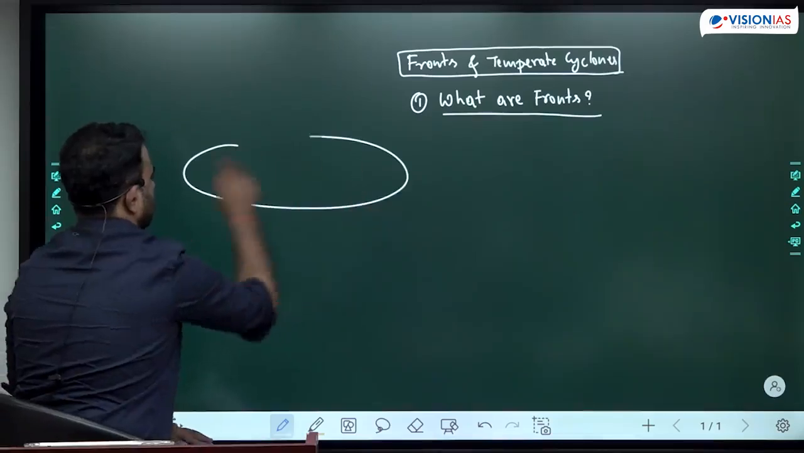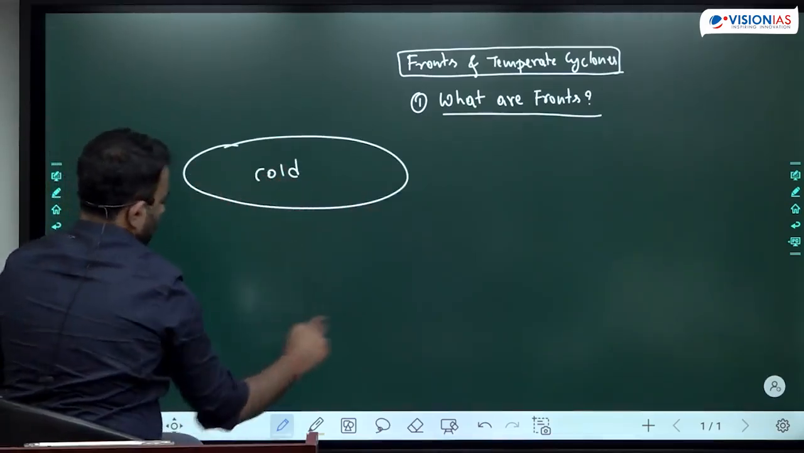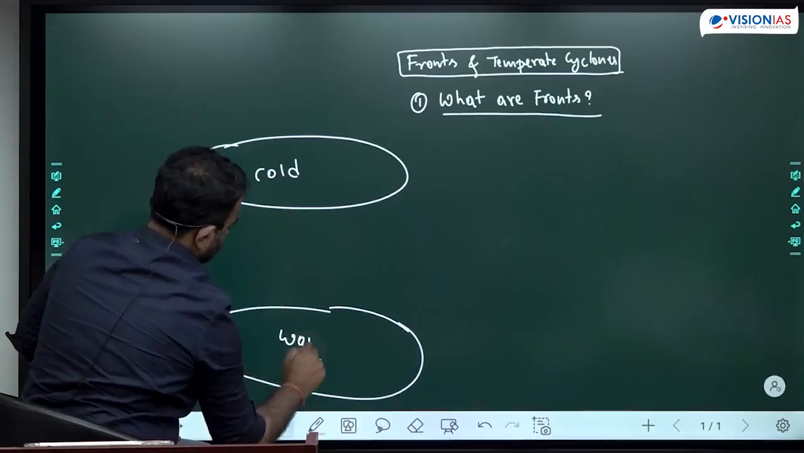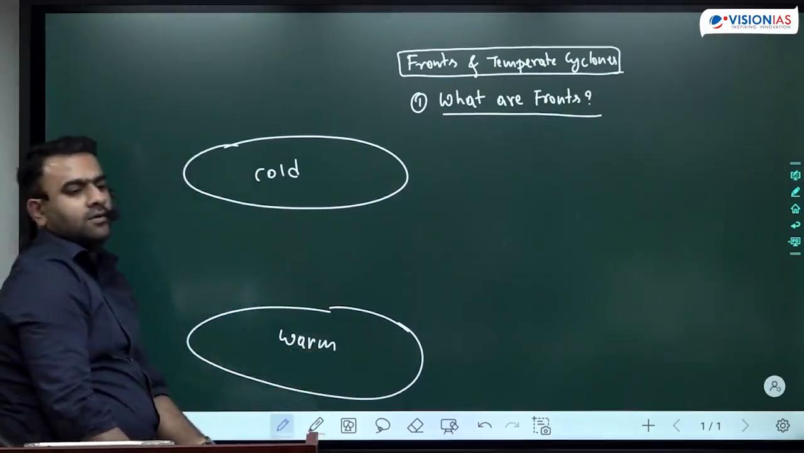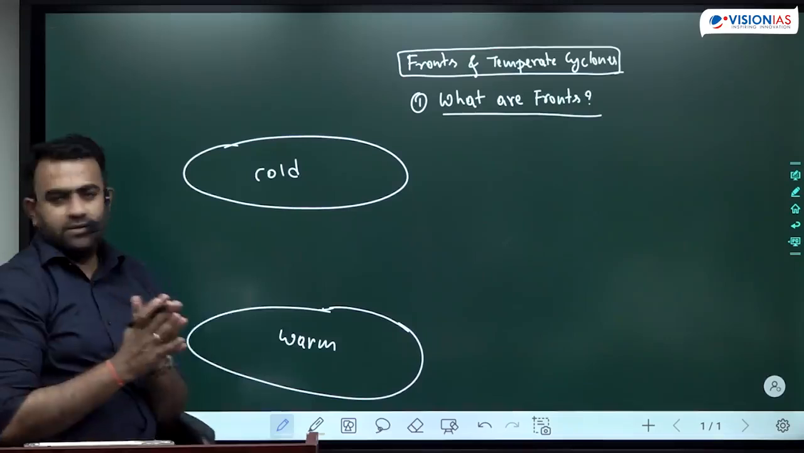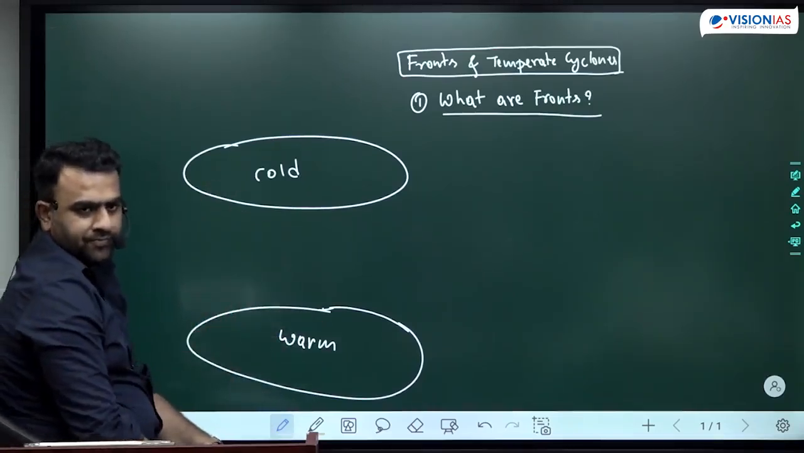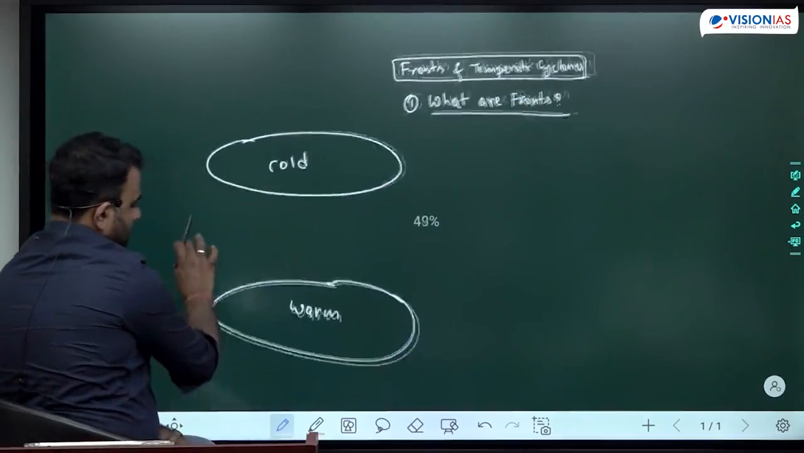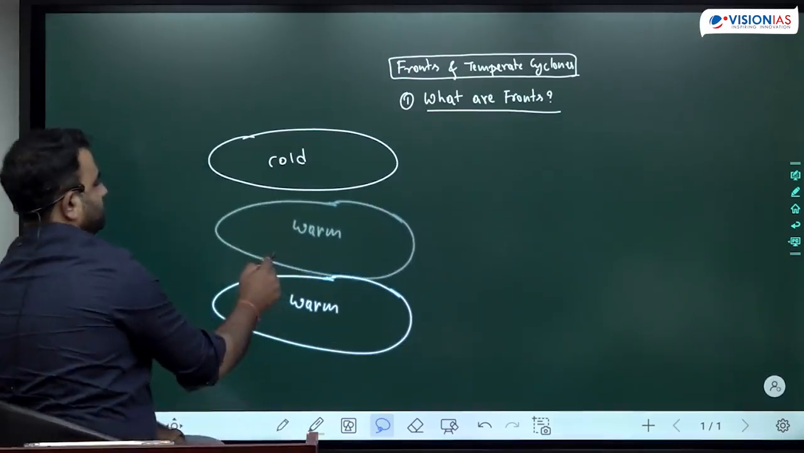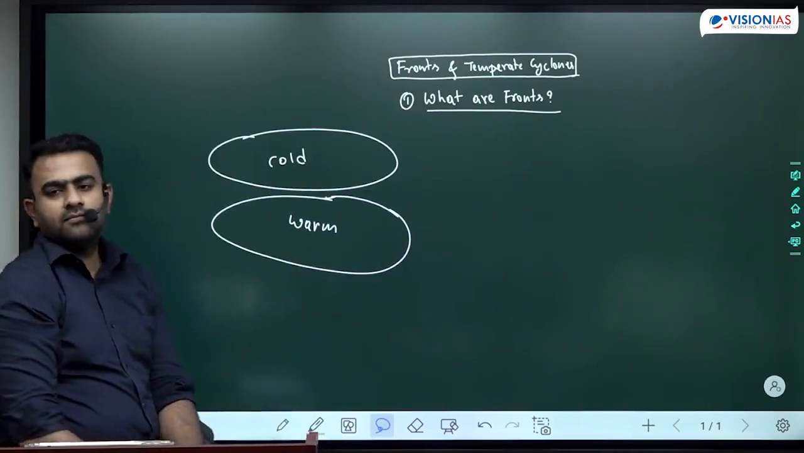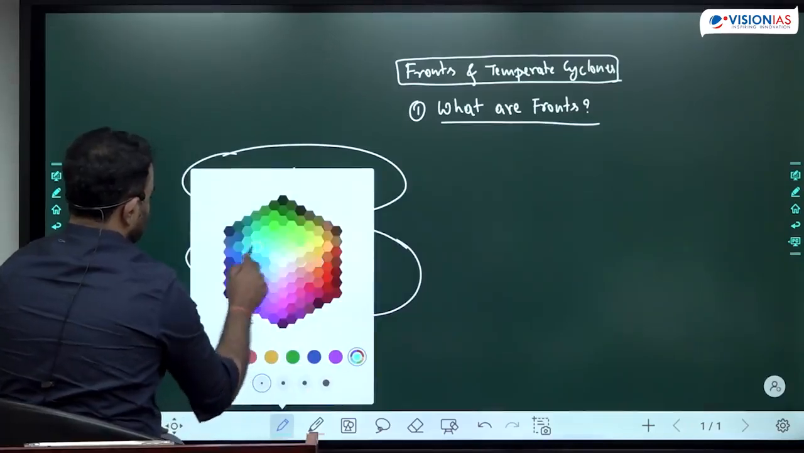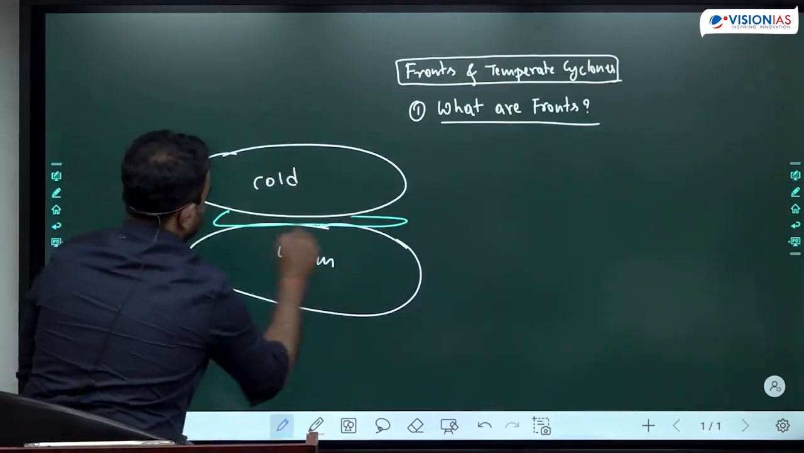Okay, so let's say this is a cold air mass. This is a warm air mass. ठीक है. In between there is no continuous zone. There's a very large area. We don't call this a front. When both of them come closer towards each other, जब दोनों पास में आएंगे तब आपको मिलेगा front. When both of them are closer towards each other, in between you will find a transition zone. So this transition zone is what is called a front.